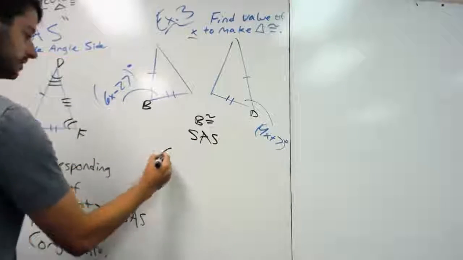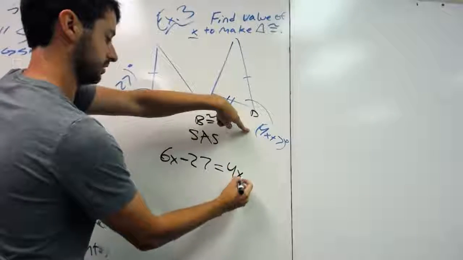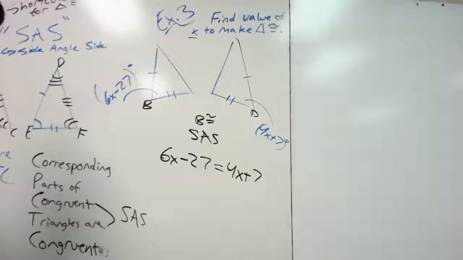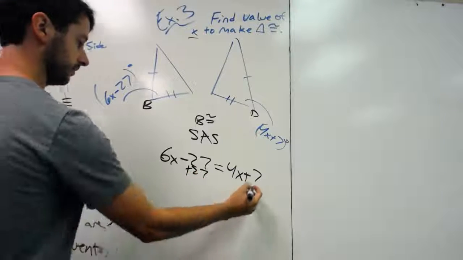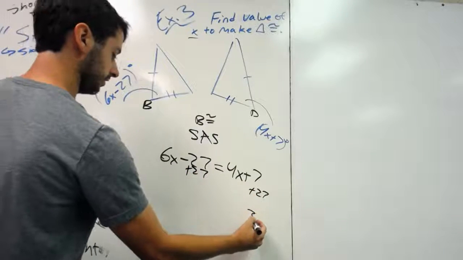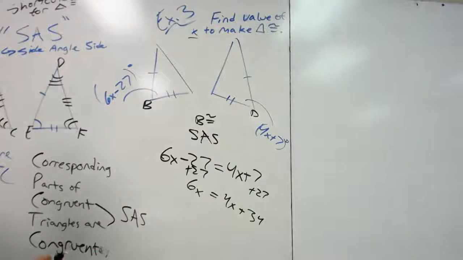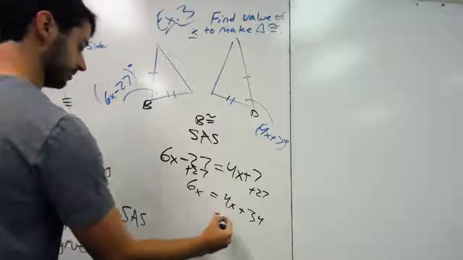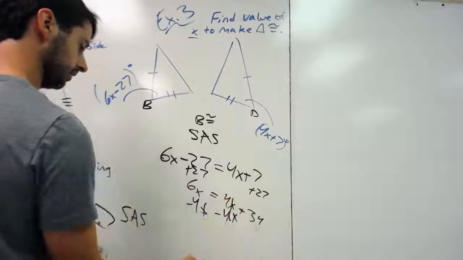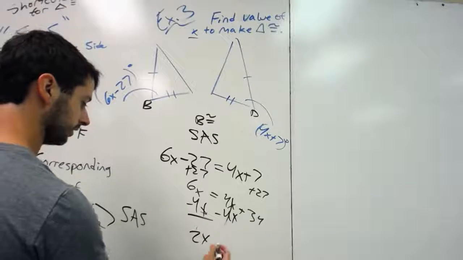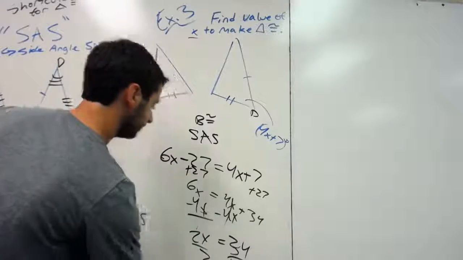So 6x minus 27 equals 4x plus 7, because we want them to be equal to each other to find x. Then we just solve. Add 27. That's 34. I'm getting really slanted in my writing. Subtract 4x. I'll try to fix it. Subtract 4x. You get 2x equals 34. So therefore, when you divide by 2, x equals 17.